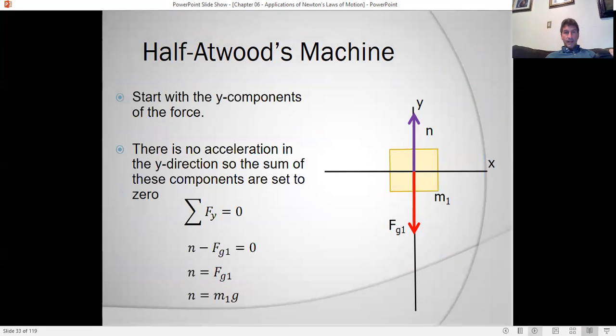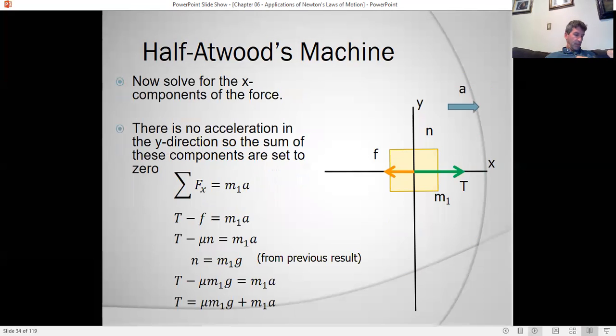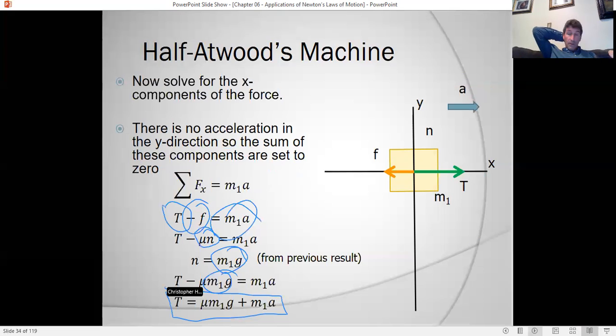So you go ahead and calculate the y forces for this case. That's trivial. Again, normal force is just m1g. We knew that. Do it for the x case. The sum of the forces, tension minus friction, equals m1a. Now we're going to solve in for friction. It's mu n. We know that n is m1g, so we substitute that in. Now we have an expression for mass number 1.